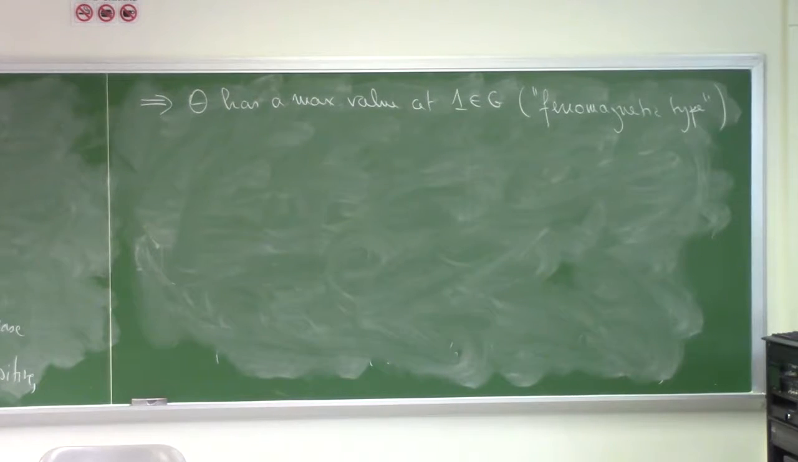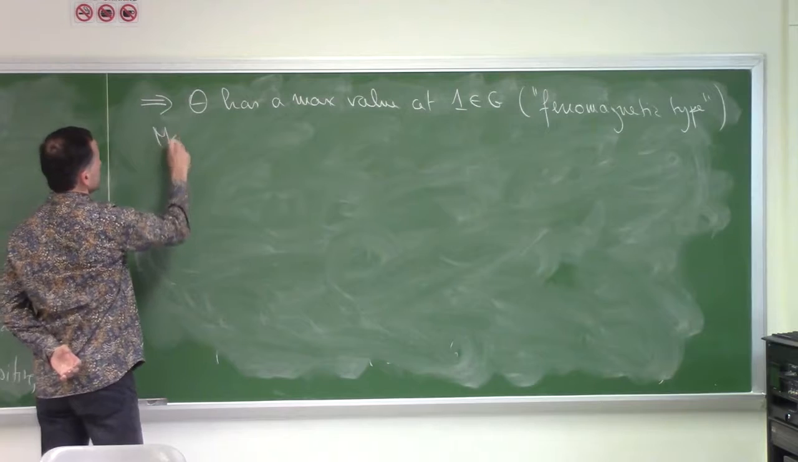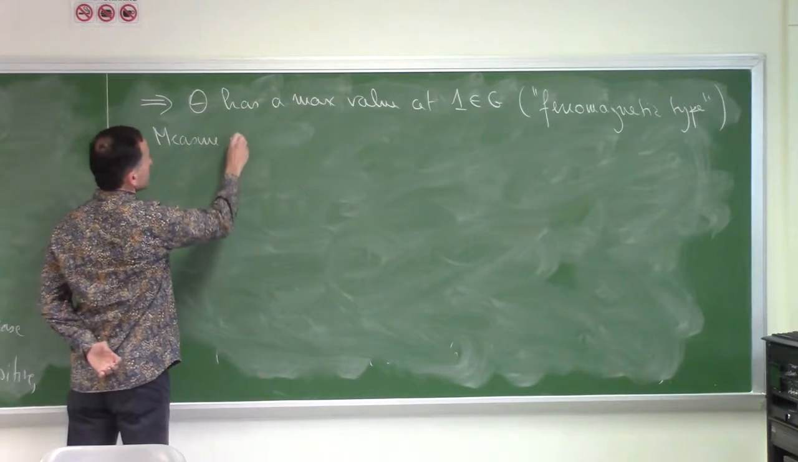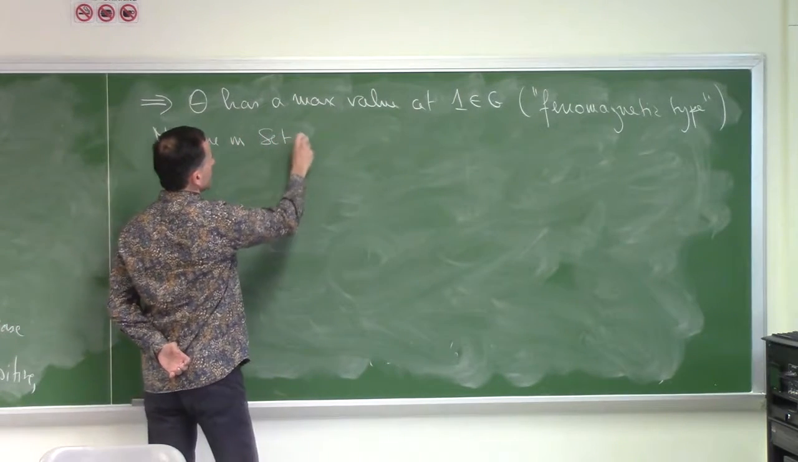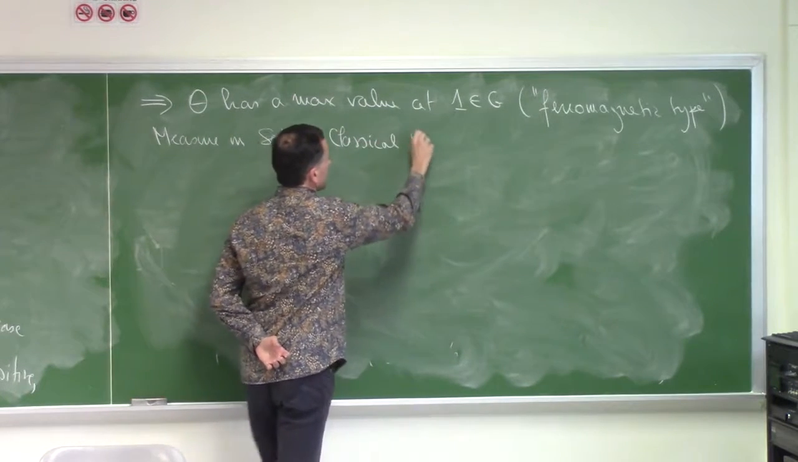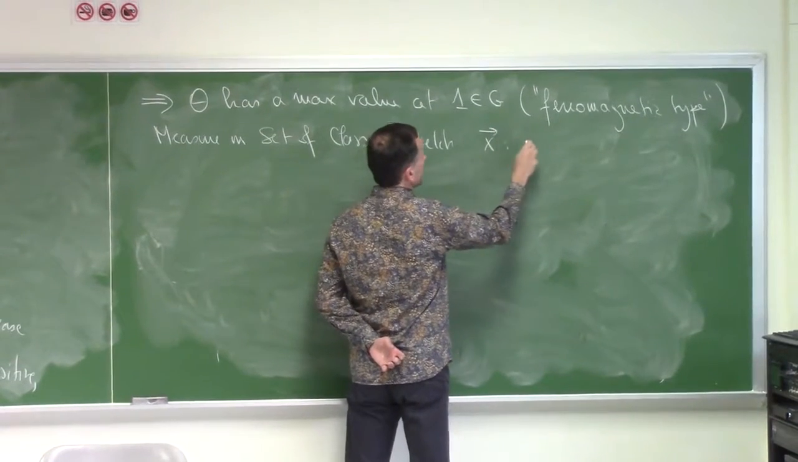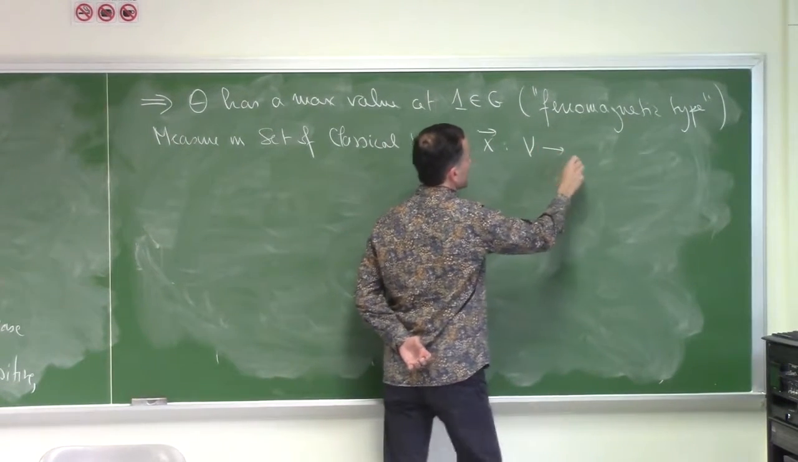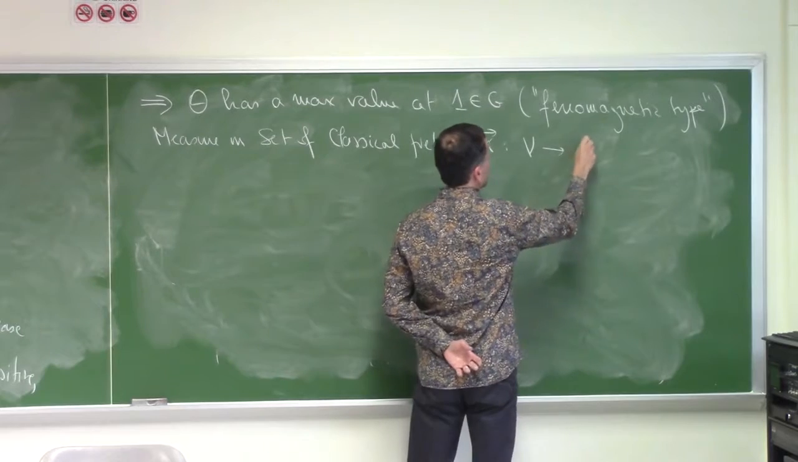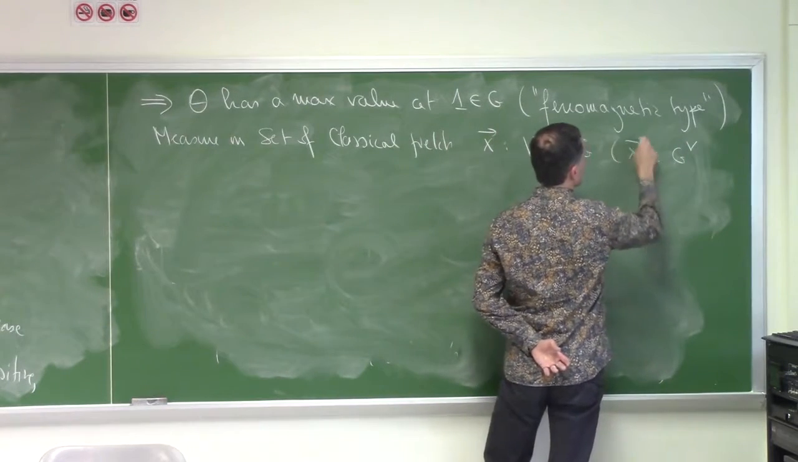And now we define a measure. So the space of a measure on the set of fields, classical fields, which are maps, let's call it X, from the vertex set to the group A or G, whatever you want. So X in G may be this way.